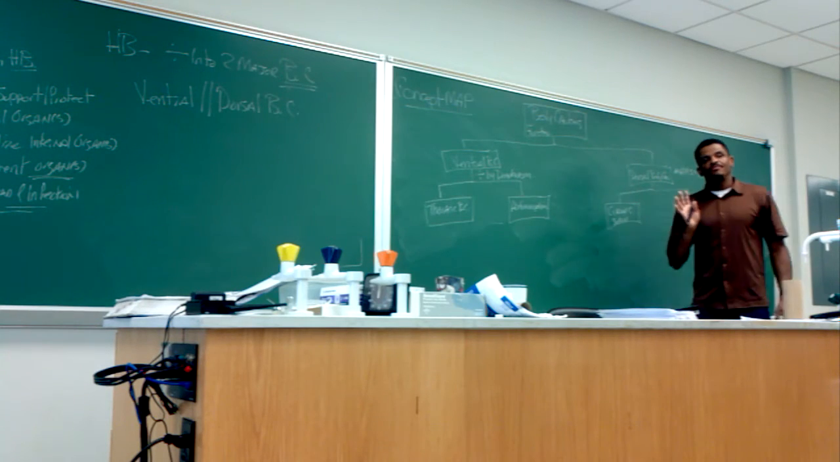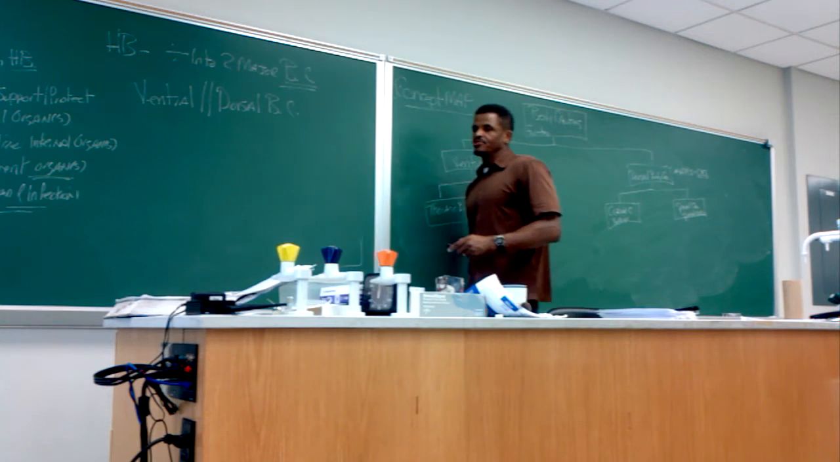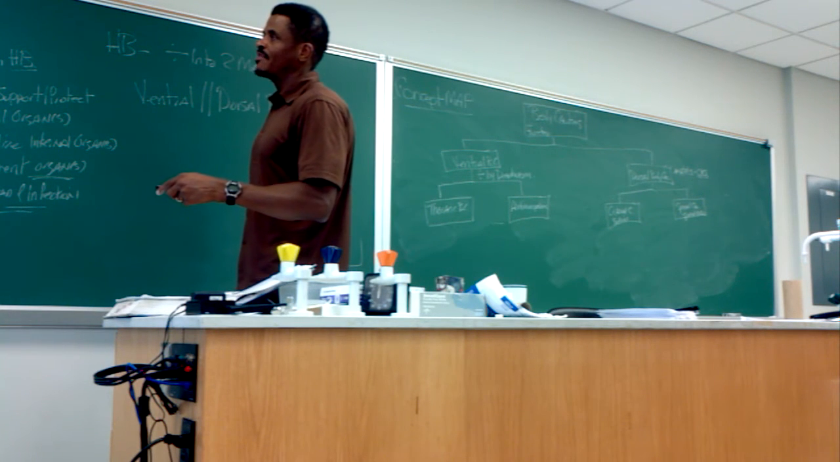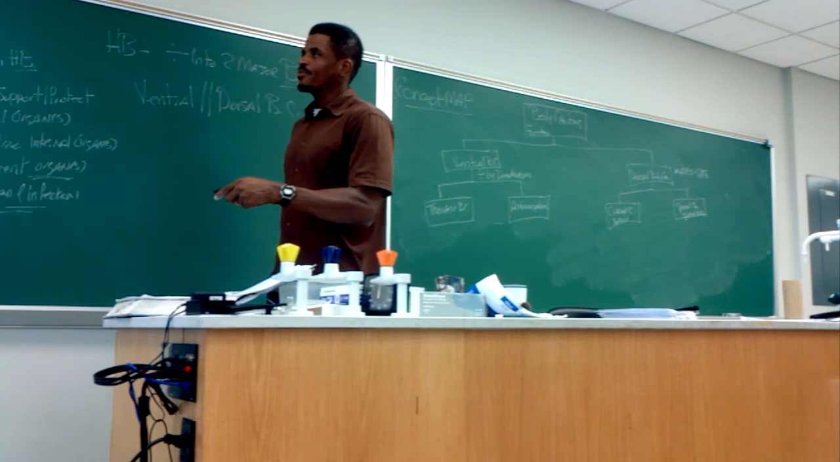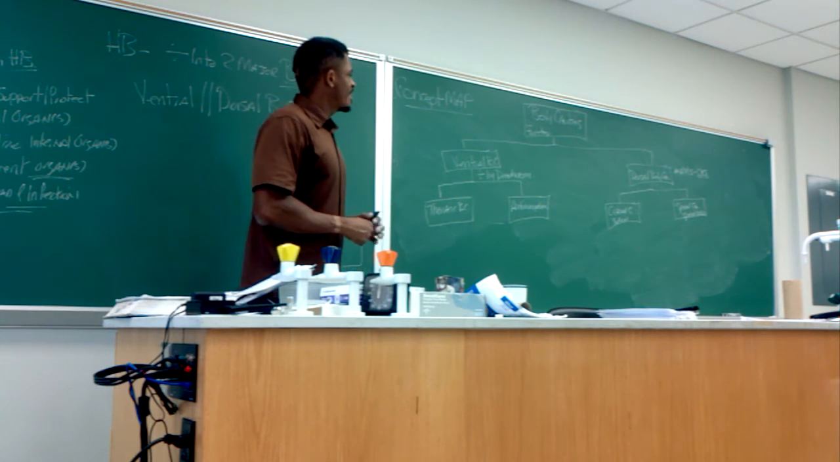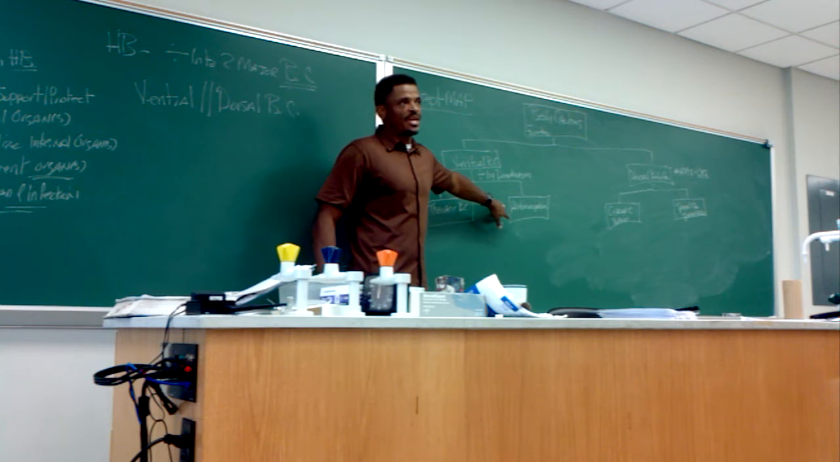So we have the ventral body cavity. As we take a look, the ventral body cavity will be divided into two cavities. Superior to the diaphragm will be the thoracic body cavity. Inferior to the diaphragm will be that of the what? Abdominal pelvic cavity. Are we okay with that?